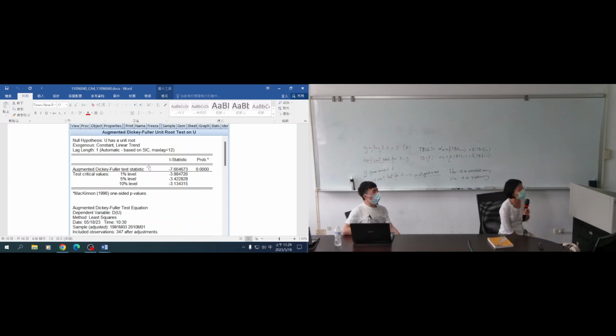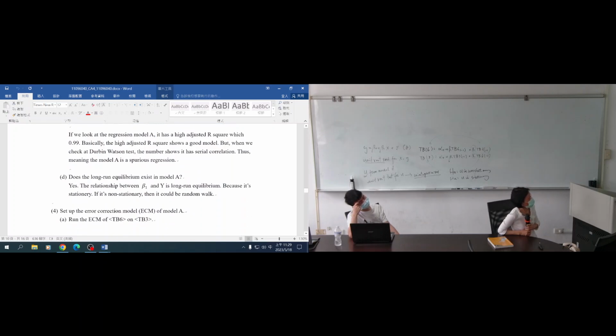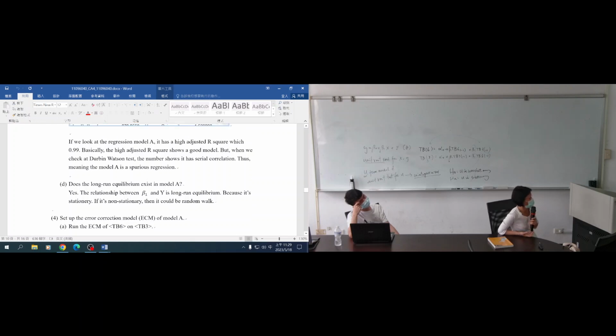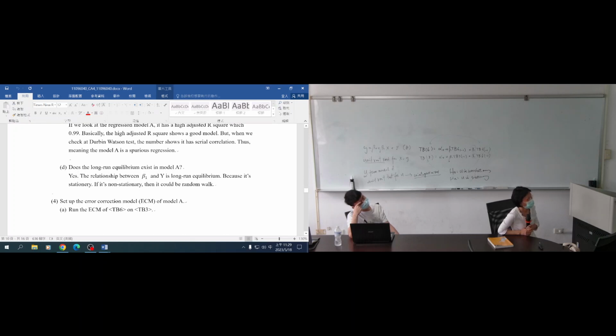Okay, thank you, Professor, for the explanation. So we have the probability here is really small, which is really significant, and the result is stationary. Moreover, model A has no spurious regression. Yeah, I wrote it wrong here.